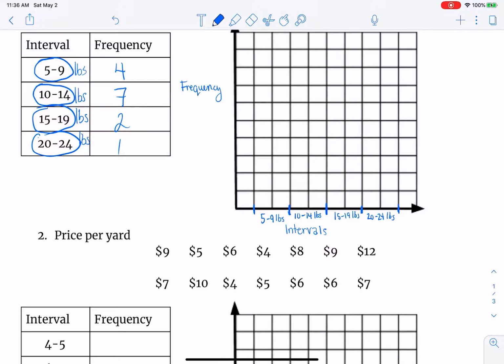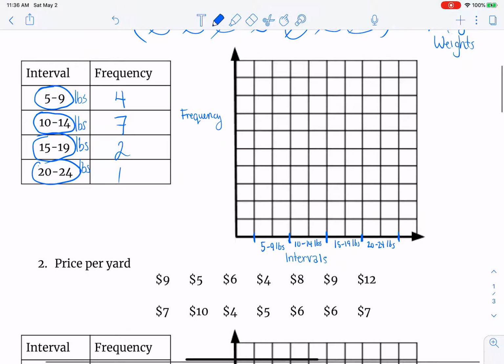And then the frequency, we need to also label the vertical axis, and we know that the highest number that we're going to see is 7, so we want to make sure we have space. So I would make 1 unit equal to 1. So we'll have 1, 2, 3, 4, 5, 6, 7.